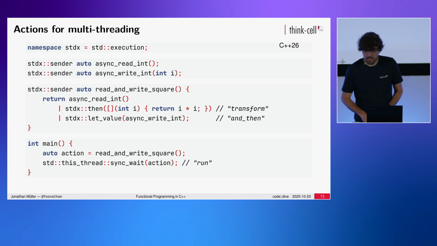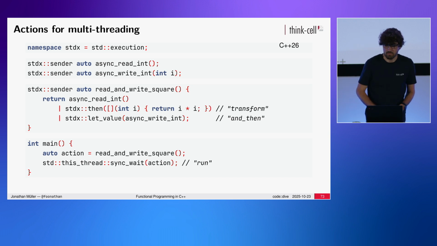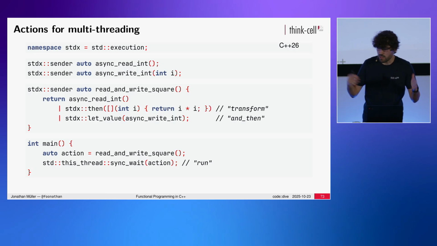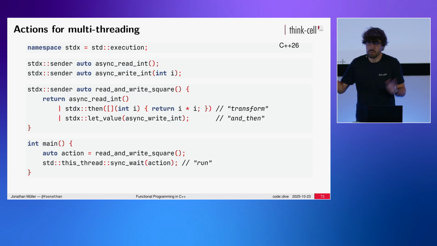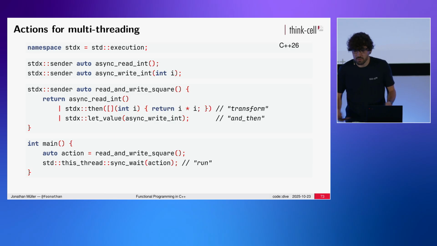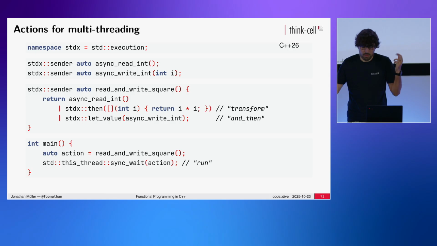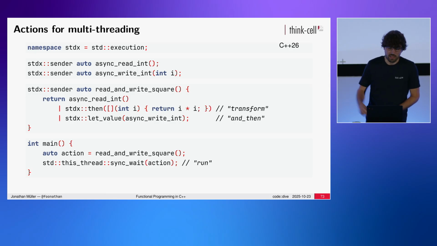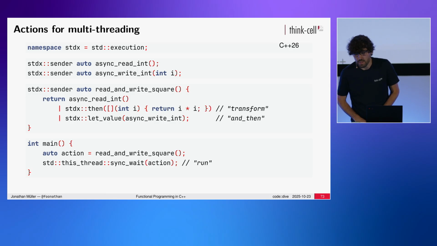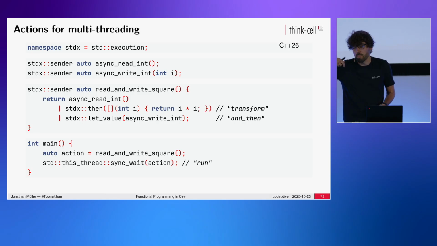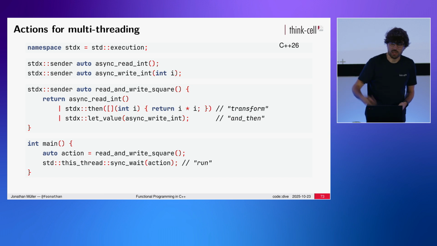And you can write async_writeInt, which gives you a sender that will write an int. And then you can do the Haskell style thing where you compose them by calling async_readInt. You can compose it with then. It's not called transform, it's called then. I have a paper about it because it should be called transform, because we call this function transform everywhere else. And then you want to write it, so you call let_value, which for some reason is the equivalent of andThen. Again, it's also in my paper. So that way you compose them, and now you've got a sender that will, when executed, read an int, square it, and write it back out.